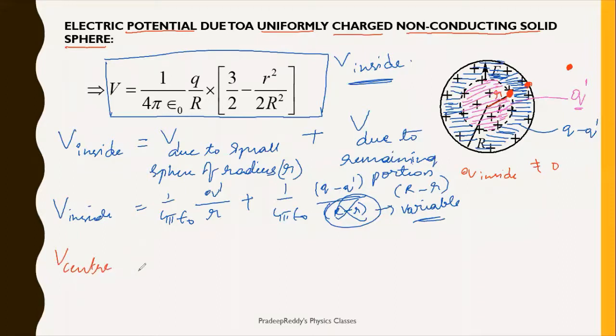Potential at the center, that is small r is equal to 0. If small r is equal to 0, what is left over here? 1 by 4 pi epsilon naught small q divided by small r, this term becomes 0, right? So the second term becomes 0. What remains is only 3 by 2, so it is 3 divided by 2 into capital R. This is the potential at the center.